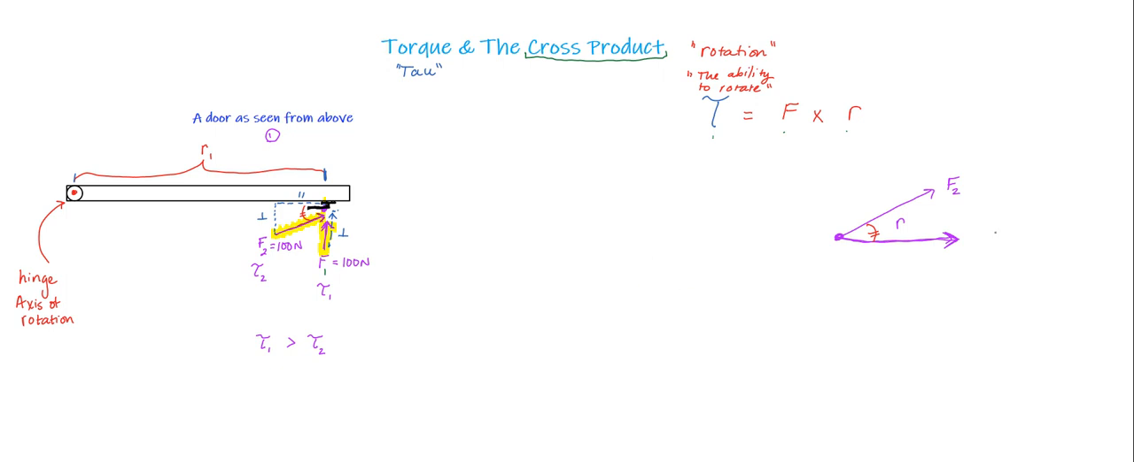So looking at this example right here, what the cross product says is, take one of your vectors, we'll call this one r, and multiply it by the magnitude of f, but only the part of f that is perpendicular to r. So here's f2, which we said is 100, but now I'm only going to multiply by the perpendicular component of that vector to r. So this would be f2 perpendicular.